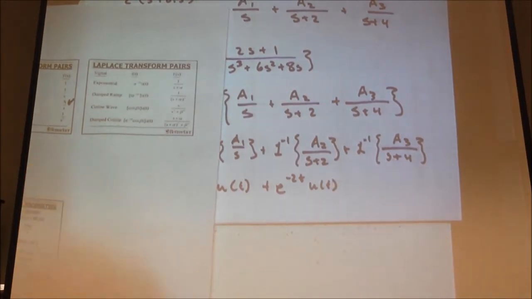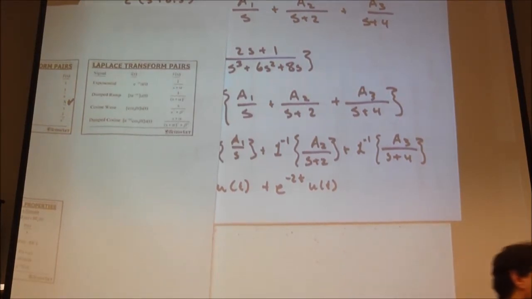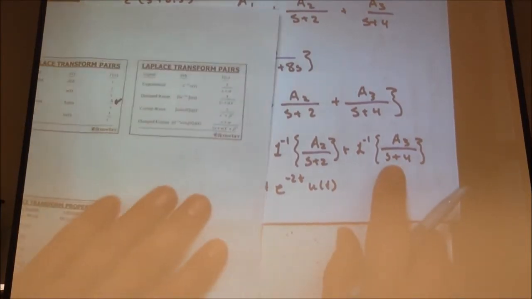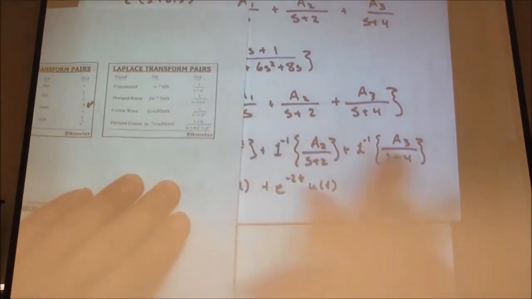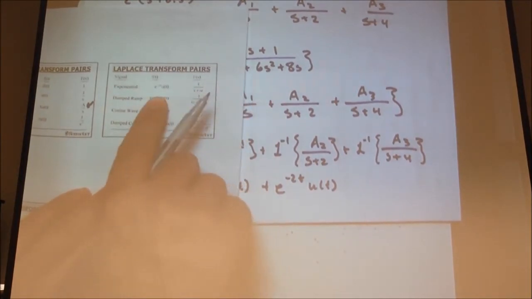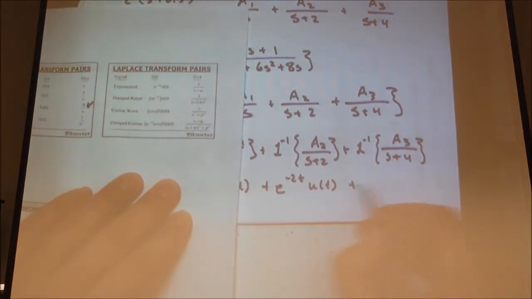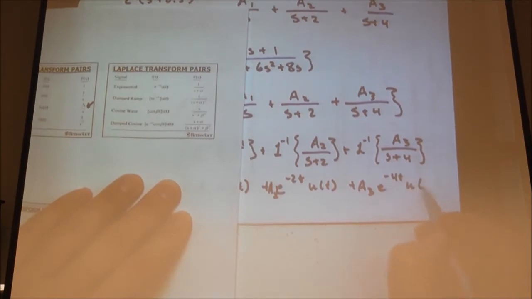Everything is for t greater than 0. So I won't always write the u of t's down. We know our solution is for t greater than 0. We've talked about that before. As far as we know, the world starts at t greater than 0. And then here again, it's the same thing. We have an exponential, one with a constant over it, so a3 over s plus 4 in this case, in the inverse Laplace transform of that. Oh, and I left off an a2, of course. a3 e to the minus 4t u of t.